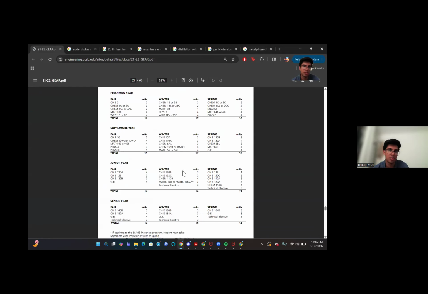And then 120C, mass transfer reaction engineering lab. So in your lab class, you basically go through the concepts you learned so far, like how fluid flows. Maybe you have a heat transfer experiment that you do.